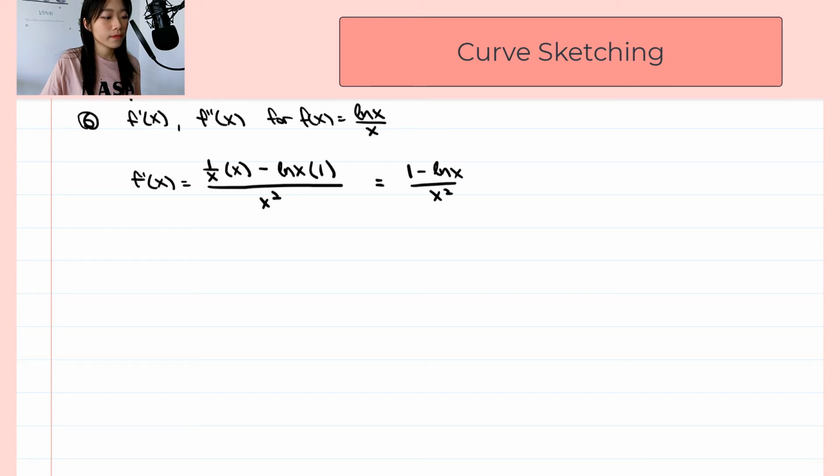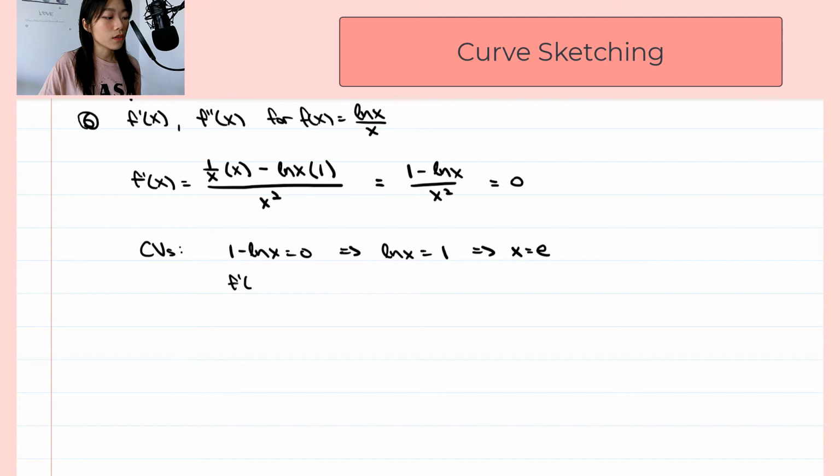And we want to solve for the first derivative since we want to set up a sign table. So let's find the critical values. 1 minus ln of x equals 0, which means ln of x equals 1. And that is when x equals the constant e. So at x equals e, the derivative function equals 0. And the first derivative does not exist at x equals 0. However, f of 0 is undefined.